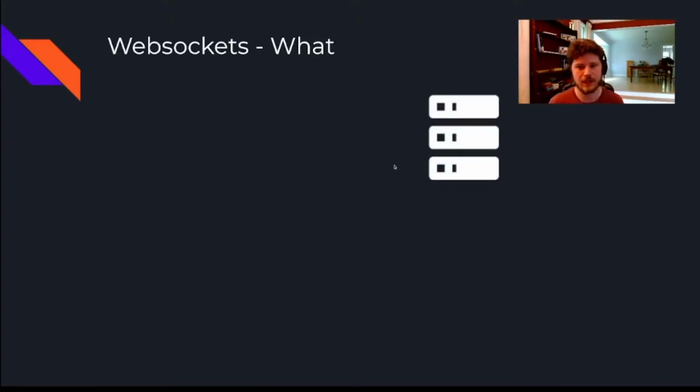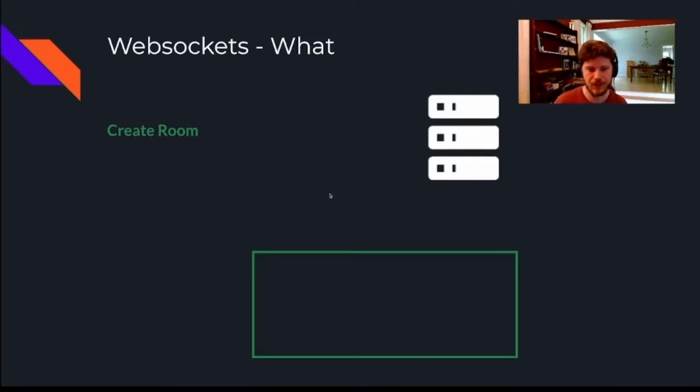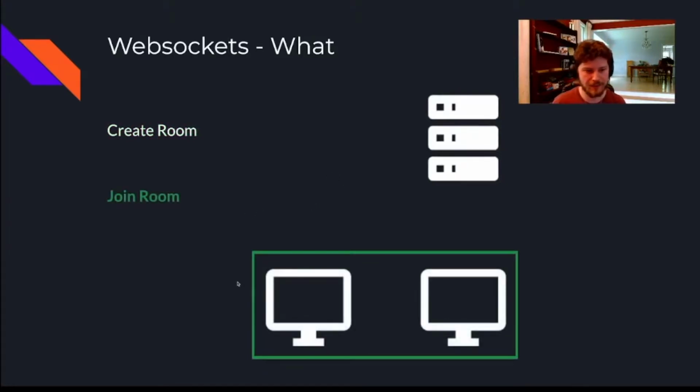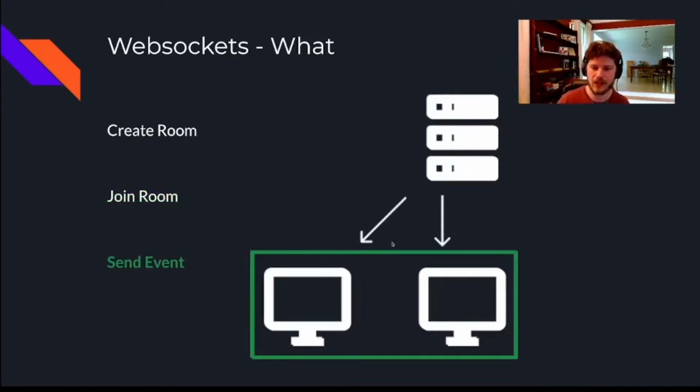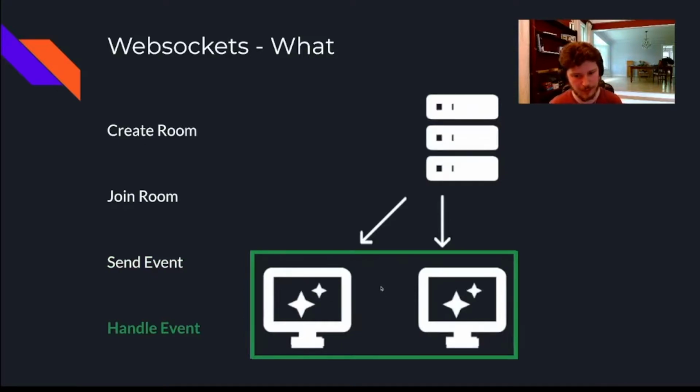So WebSockets essentially consist of, first and foremost, the ability to create a room on the server, and this is a group that you can put sockets into, and then to have different clients join the rooms that you create, which groups the client sockets together so that you can broadcast events to them. So then the server can send an event to a room, which will be broadcast to every client socket that has been allocated to that room. And lastly, the clients need a way of handling the events that they receive so that they can know which event happened as well as what data goes with the event.